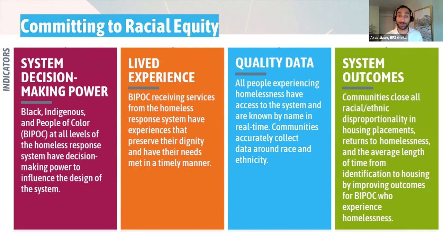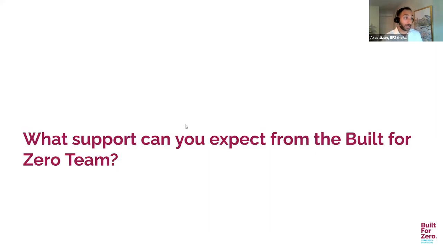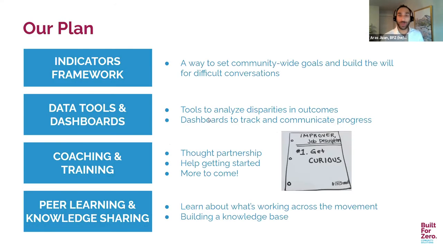These are 4 domains in which you might want to focus your attention and some ideas about how to do that. So what support can you expect from the Built for Zero team? When we started to think about how our team could show up to support racial equity in this space, we came up with 4 main drivers or places we could exert our energy and attention. The first is the framework that we just walked through together. It's a way to set community-wide goals, build the will for difficult conversations, track and measure progress.